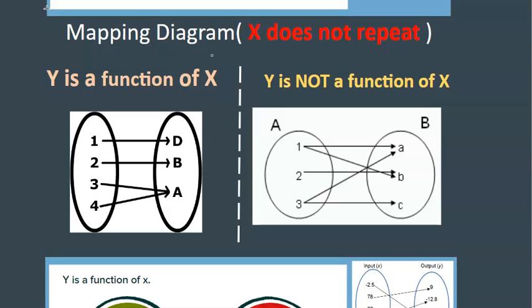Okay, let's look at mapping diagrams. The x cannot repeat. So here's where y is a function. This one, y is not a function of x. This one shows the x's all just go to one y value. Now, 2 of them go to a, but it's okay if 2 x's go to the same y. It's just that an x can't go to 2 different y's.